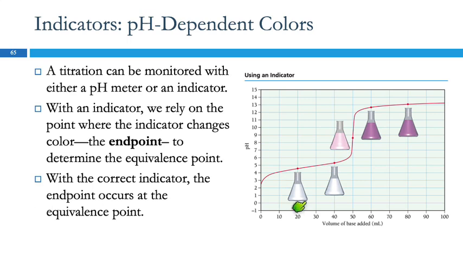So this is a titration with phenolphthalein. In acid, phenolphthalein is colorless. As we get in here, we're just where it is changing from colorless to pink. And so we see just a little bit of color. And then when we go past the equivalence point, we see the dark color.